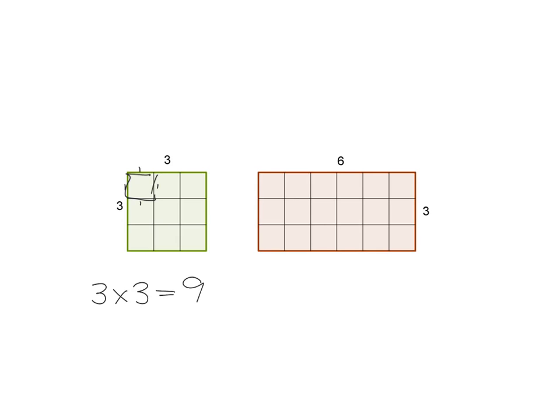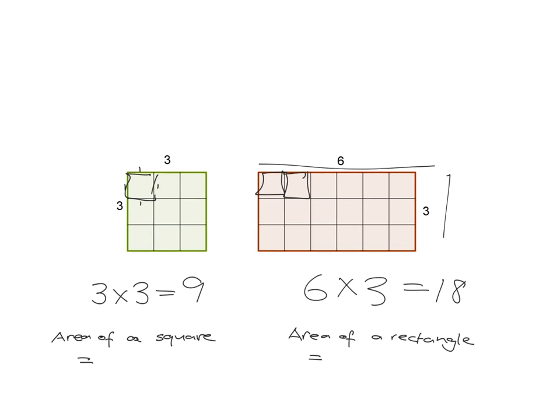And similarly, we're looking here, how many of these little unit squares cover the brown area? Well, there's 6 of them across, and there are 3 rows of those. So in total, there are 6 times 3, which is 18 of them.